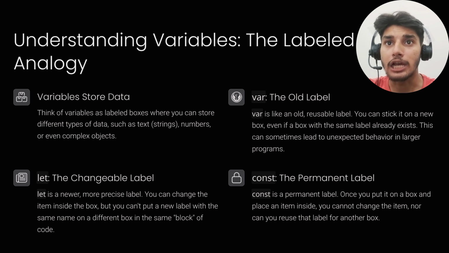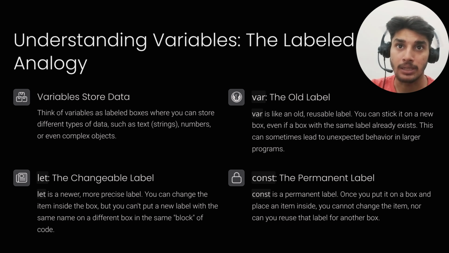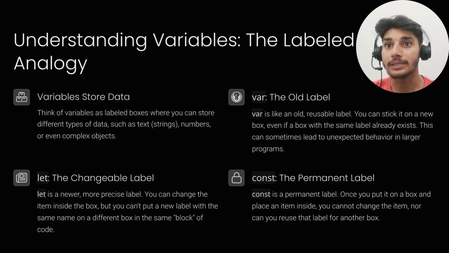Let's take an analogy. Imagine boxes with labels. Var is like an old label. It works but is not the safest. Let is the newest label, flexible and recommended. Const is a permanent label. Once placed, it cannot be changed.